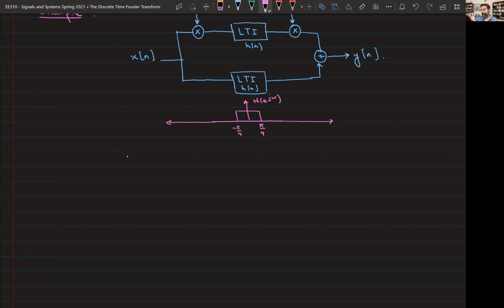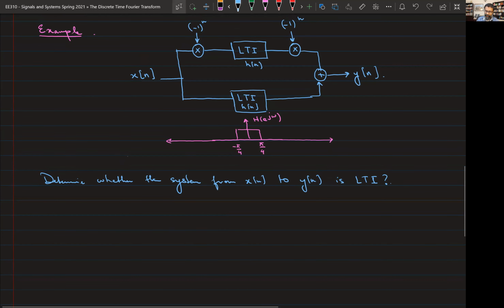And in particular, the question is, determine whether the system from x of n to y of n is LTI. And if it's LTI, then determine the impulse response of the system. Now, you could go about this by going through the properties of the systems, but there's a much easier way, and that is to go through the Fourier or through the frequency domain, right?